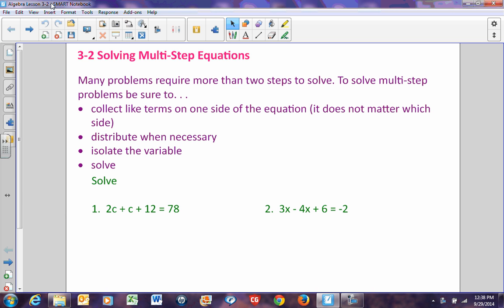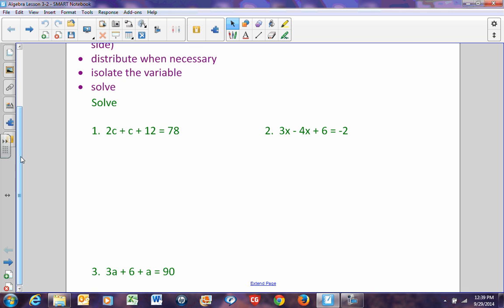Distribute when necessary. When you see the distributive property, you must distribute before you add or subtract anything. Then isolate the variable all by itself, and then solve. Let's take a look at some examples here. Let's take a look at this first example.